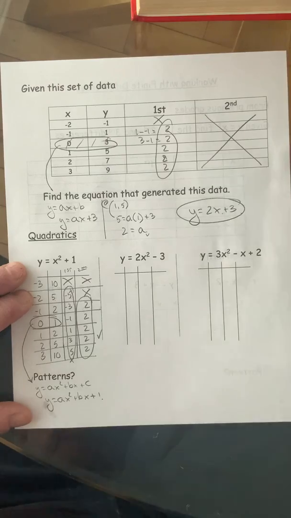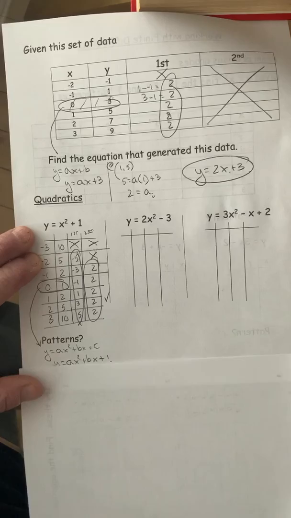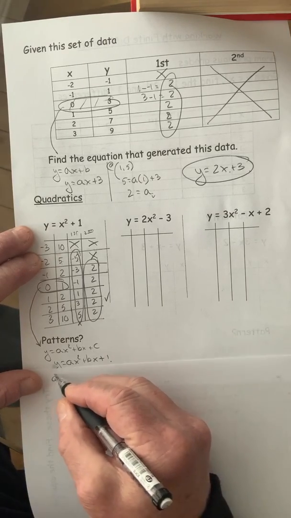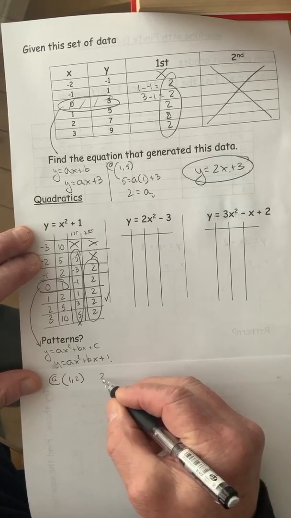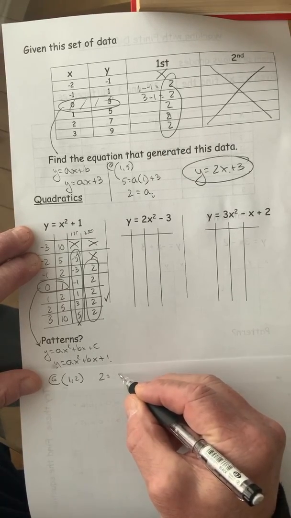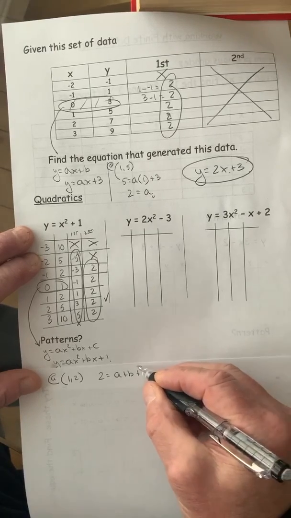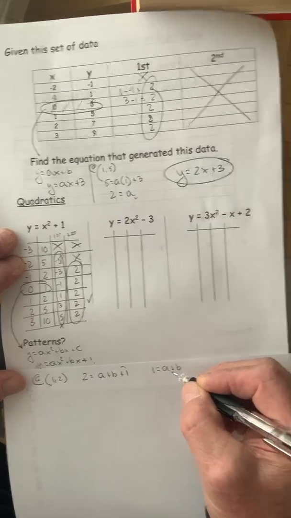I'm going to go for a second sheet of paper since I'm running out. Pick any other sets of values. How about at 1, 2? 2 equals a plus b plus 1. Bring the 1 across. 1 equals a plus b. Great.